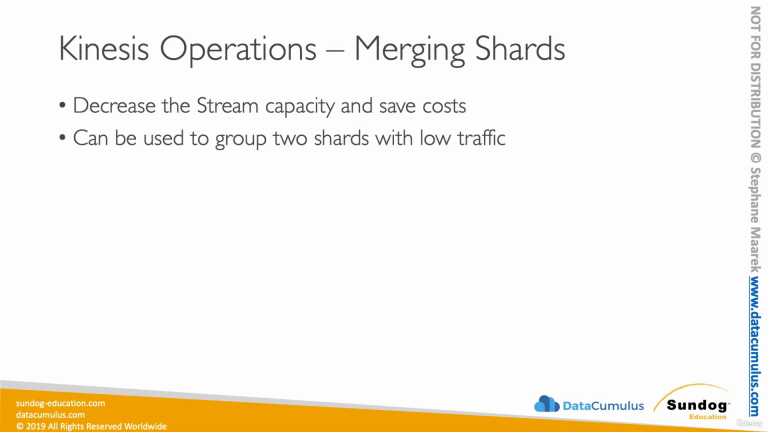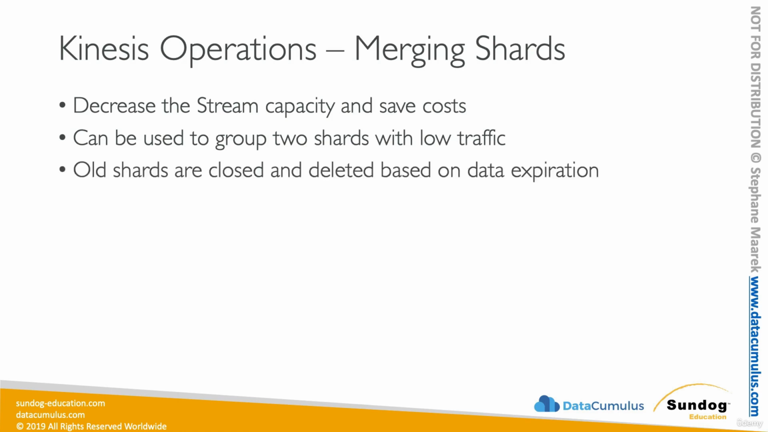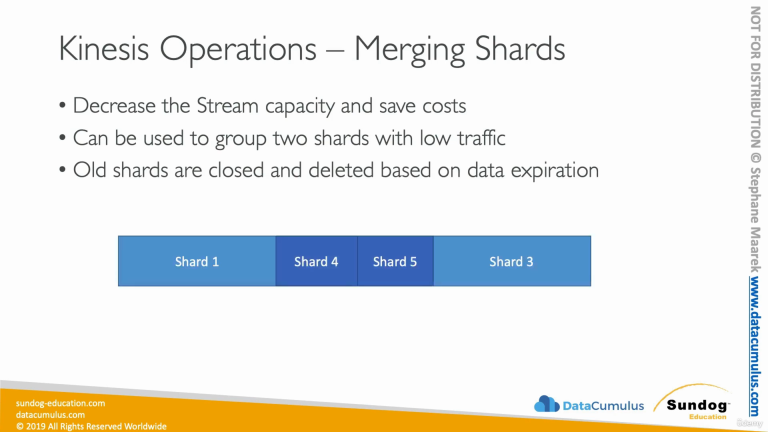It can be used, for example, to group 2 shards that have low traffic and that you want to merge together in order to save cost. So the old shards will be closed and deleted again based on data expiration. Now, for example, say we have this stream, and it has shards 1, 4, 5, and 3, just like before. And we want to merge 1 and 4 together.